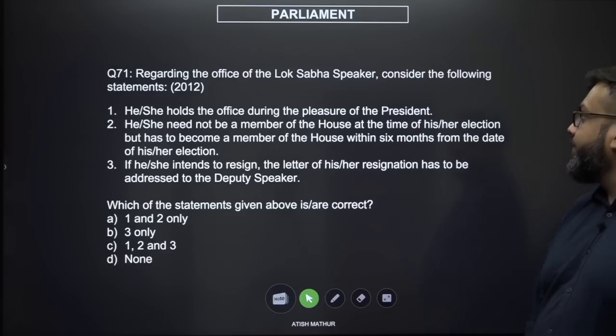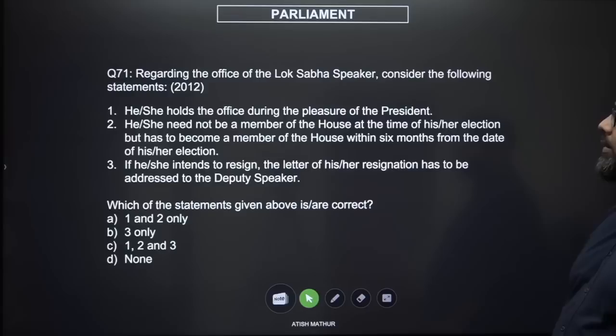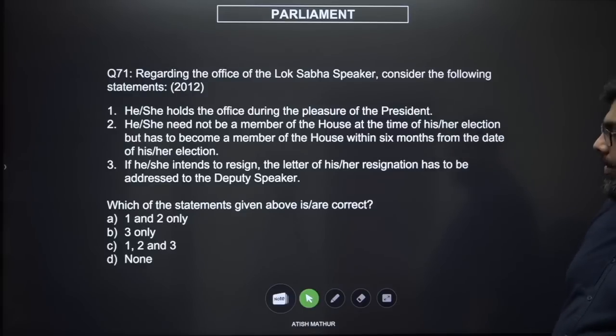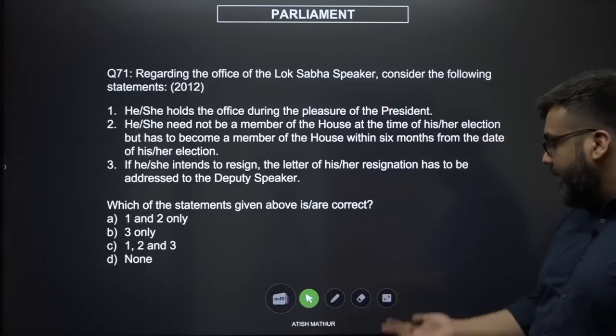Regarding the office of the Lok Sabha Speaker, consider the following statements. He or she holds office during the pleasure of the president. He or she need not be a member of the house at the time of her election, but has to be a member of the house within 6 months from the date of his or her election. If he or she intends to resign, the letter of resignation has to be addressed to the deputy speaker. Which of the following statements are correct?